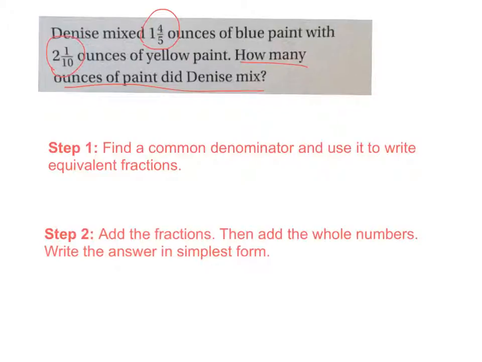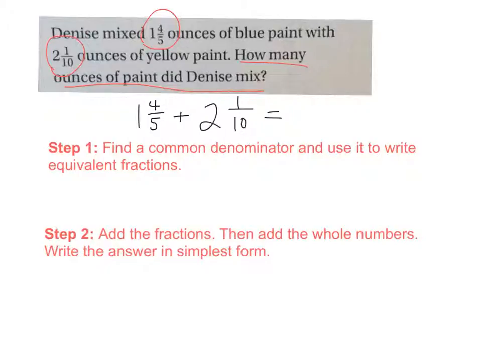Right, and so in order to figure out how much paint there is altogether, what do I need to do, I guess? What's my math equation that I would need to do? Ashi? 1 4/5. 2 1/10. Yeah, in order to figure out how much paint there is altogether, I would need to add 1 4/5 plus 2 1/10. Go ahead and write that in your notebook so that you can follow along and take good notes. Marcus, write it down.